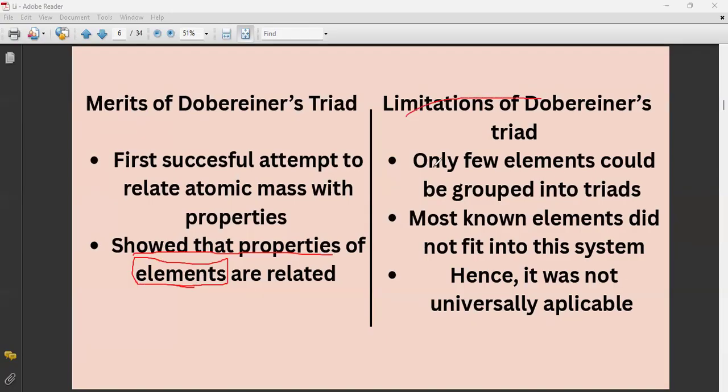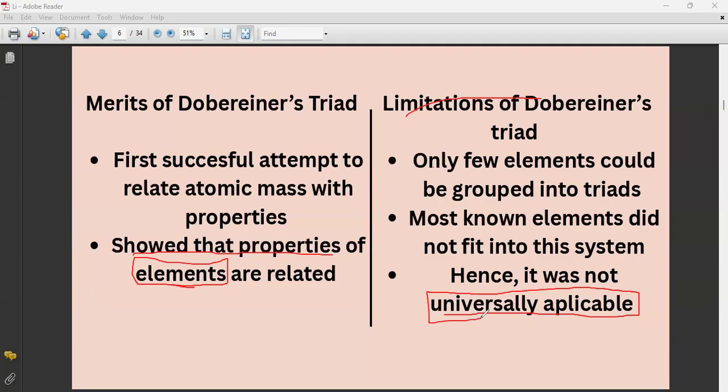So only because he was the first one who successfully attempted to relate elements, but only a few elements could fit into these triads, and most known elements did not fit into the system. Of course, there were not a large number of elements known at that time, but most known elements, even of that time, couldn't fit into the system. Hence, this system was not universally applicable, and these were the limitations of Dobereiner triads.